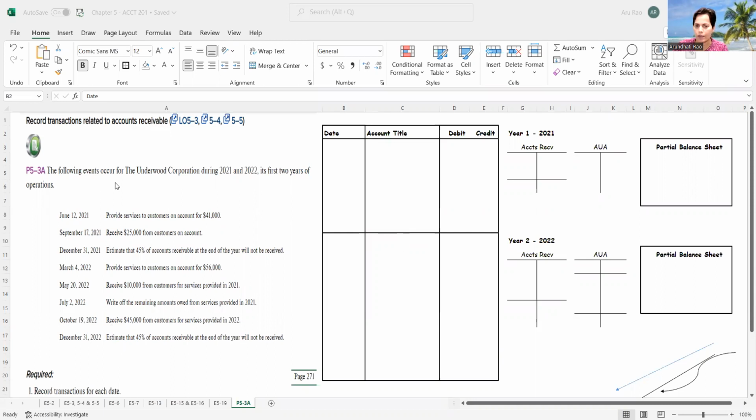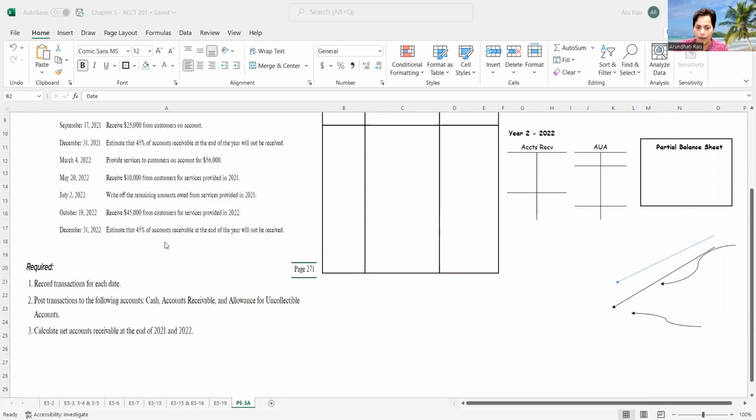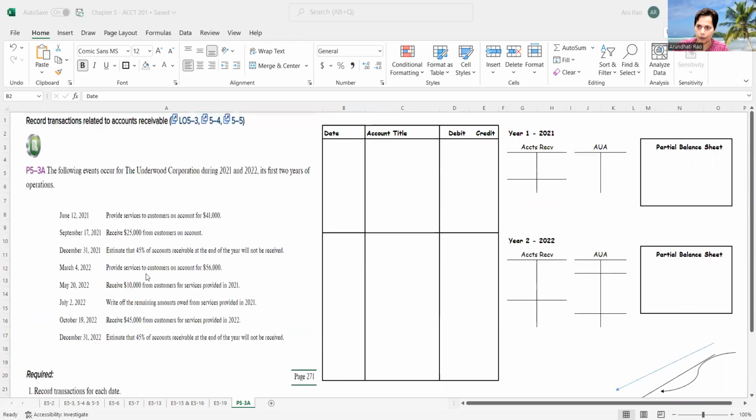We have the following events that have occurred for the Underwood Corporation during 2021 and 2022, the first 2 years of operations. So we've started our business, which means some accounts will have zero balance as we get started. Nothing to worry about. We're going to see how to deal with that. They've asked us to record the transactions in the journal and then post them into the T accounts. We have only select T accounts we're concerned with, and calculate the net accounts receivable.